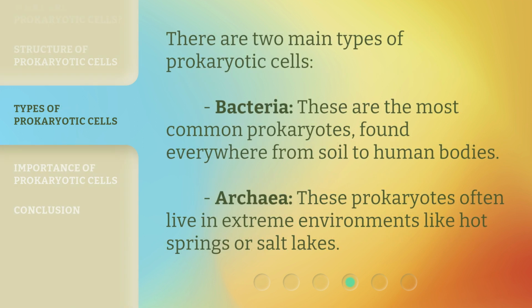There are two main types of prokaryotic cells. Bacteria: these are the most common prokaryotes, found everywhere from soil to human bodies. Archaea: these prokaryotes often live in extreme environments like hot springs or salt lakes.